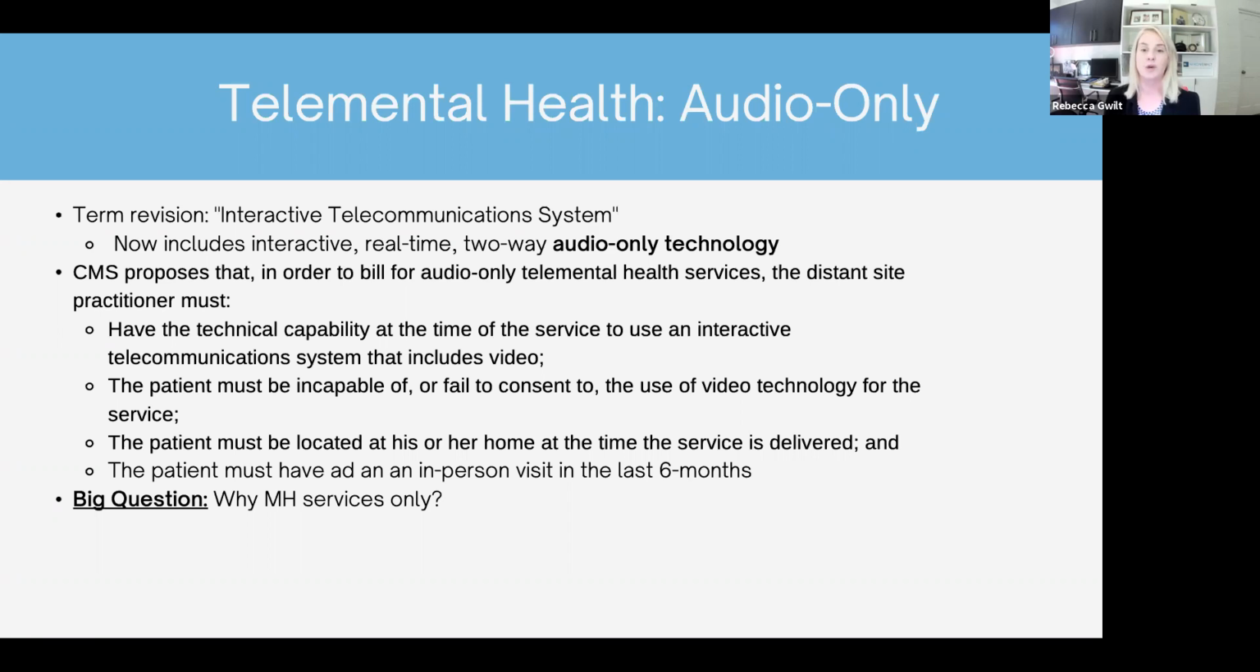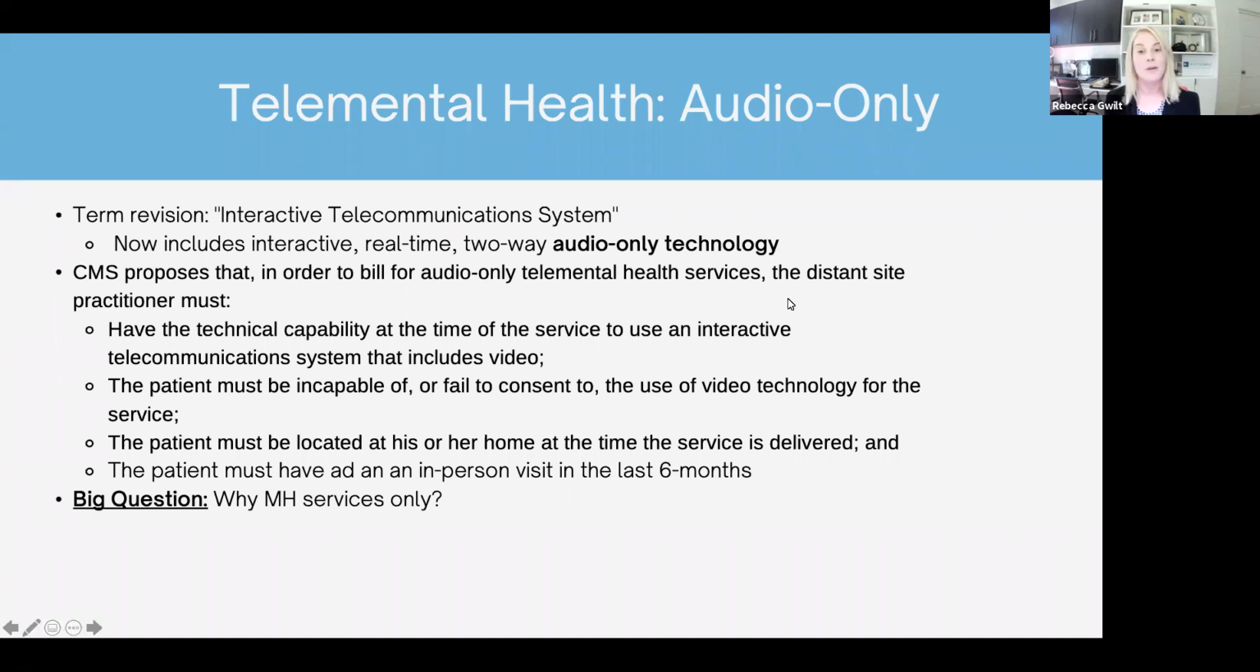However, this legislation requires an in-person meeting. So it sort of handicaps the ability to bill for these services in a completely remote environment. CMS also proposes additional requirements that the distant site practitioner, which is the practitioner that's not located at the originating site with the patient, have access to and can provide real-time audiovisual telemedicine services, but that the patient basically has either said they don't want to or is incapable of receiving services using live audio video, and that the patient must be located at home.